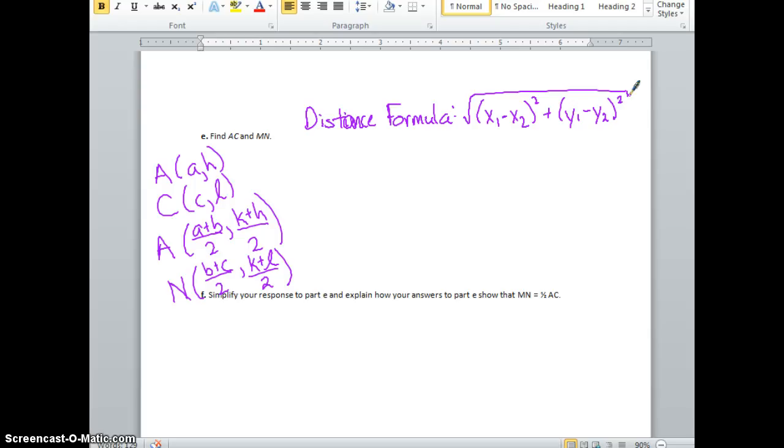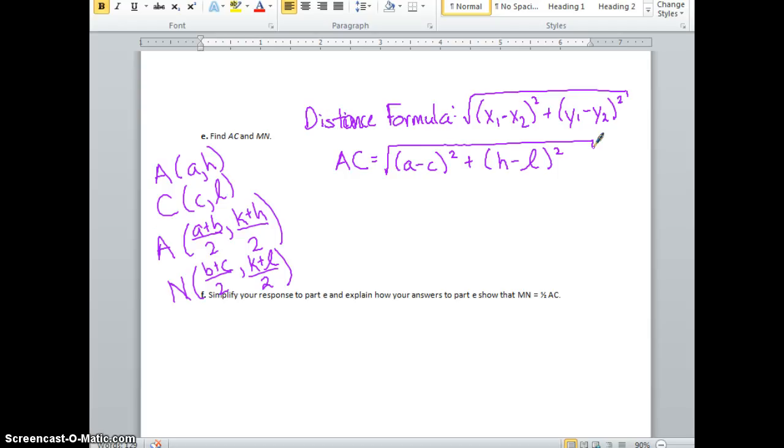So for part E, to find the length of AC and the length of MN, that's what it's asking for there when it doesn't put the lines over it. We're going to just go ahead and plug the coordinates into the distance formula. So AC will be pretty straightforward looking. It'll be the square root of, and then my x1 and x2, that'll be my A and C. So A minus C squared plus, and then my difference in my y, so h minus L squared. That's the distance of AC.